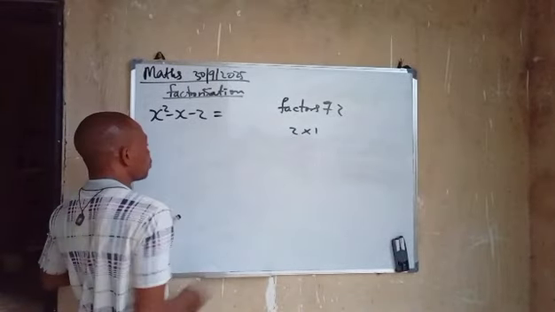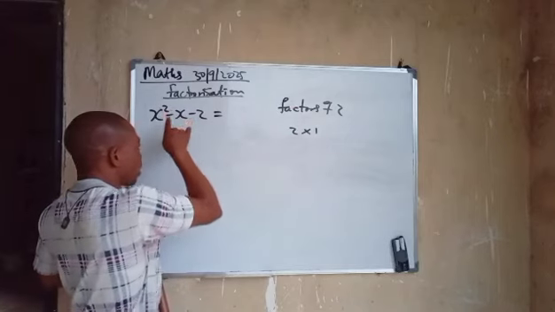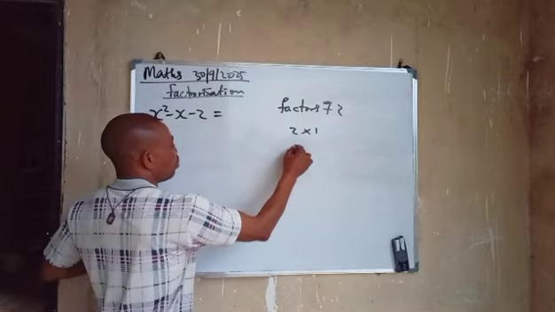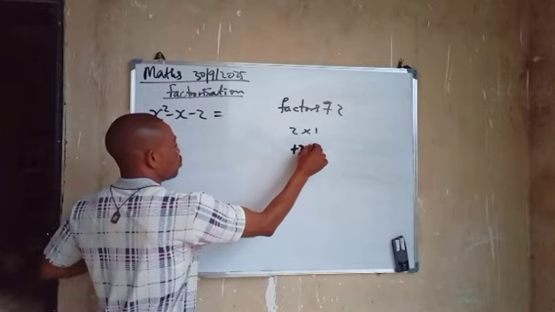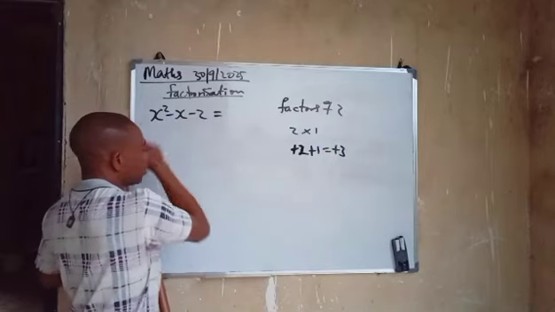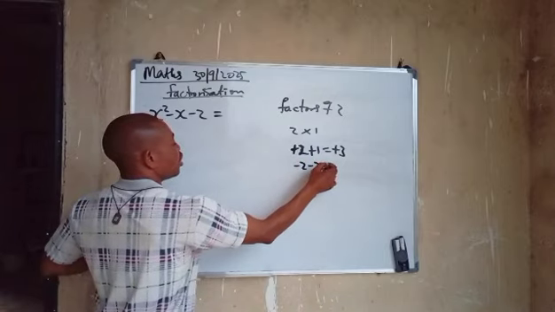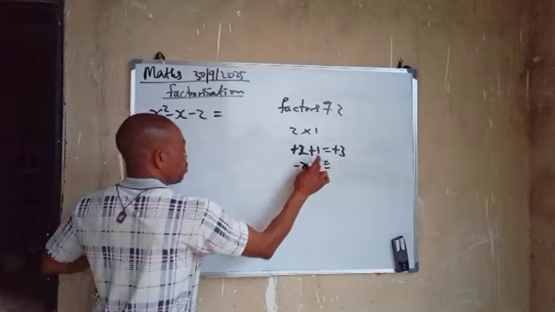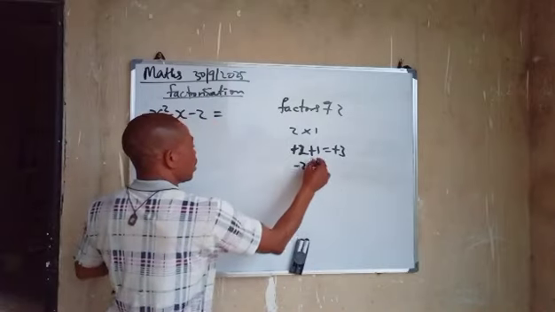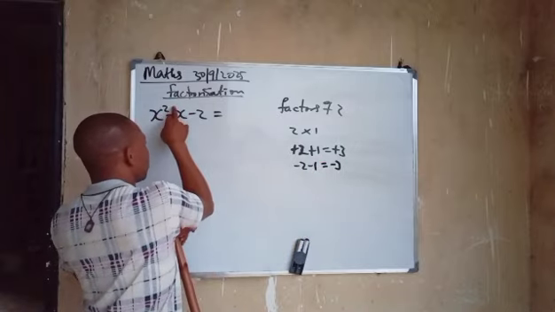Then in these 2 factors, we now check how we are going to combine 2 and 1 to give us minus 1, which is the coefficient of the middle term. We say plus 2 plus 1 will give us plus 3, which is not correct with the coefficient minus 1. If we have minus 2 minus 1, it will give minus 3, which is not the same thing as the coefficient of this second term, minus 1.